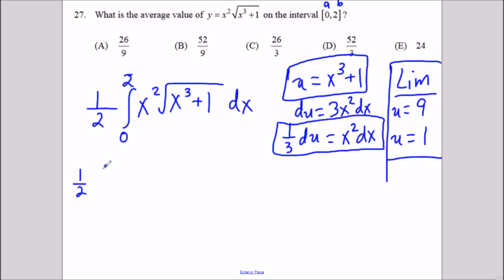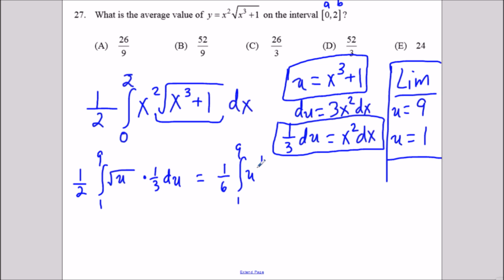So we're going to have 1/2 times, and the new limits are 1 and 9. And we'll take care of this part first. Radical x to the third plus 1 we could call radical u. And x squared dx we solved for before is 1/3 times du. And if we work this out, this is going to be 1/6 the integral from 1 to 9 of u to the 1/2 du. So all we did was multiply 1/2 times 1/3.